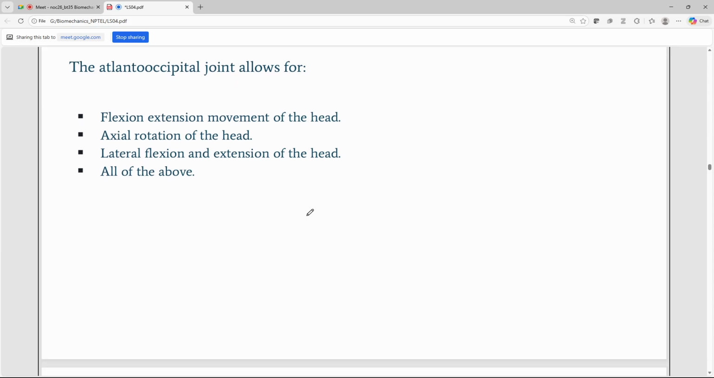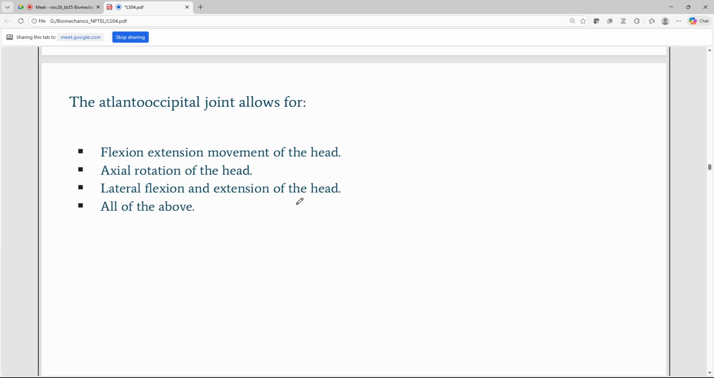Next question. The atlanto-occipital joint allows for which of the following? Options are flexion and extension movement of the head, axial rotation of the head, lateral flexion and extension of the head. Option D, all of the above.